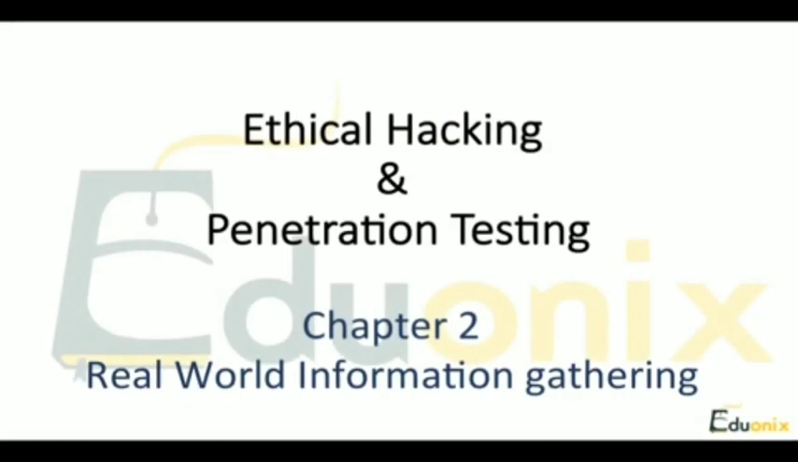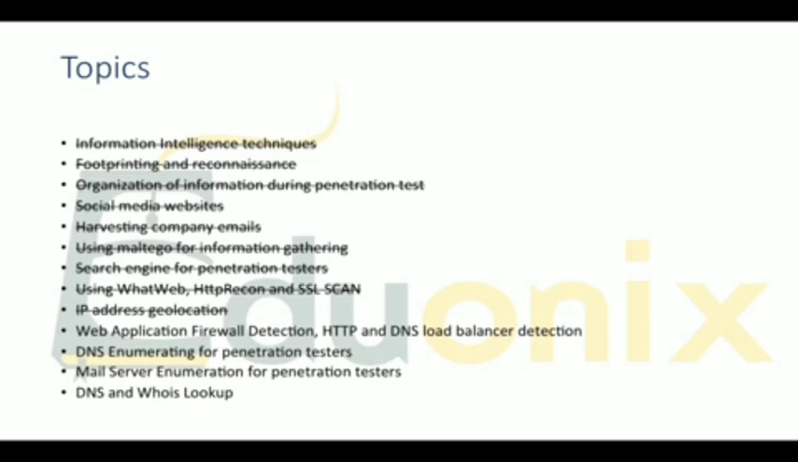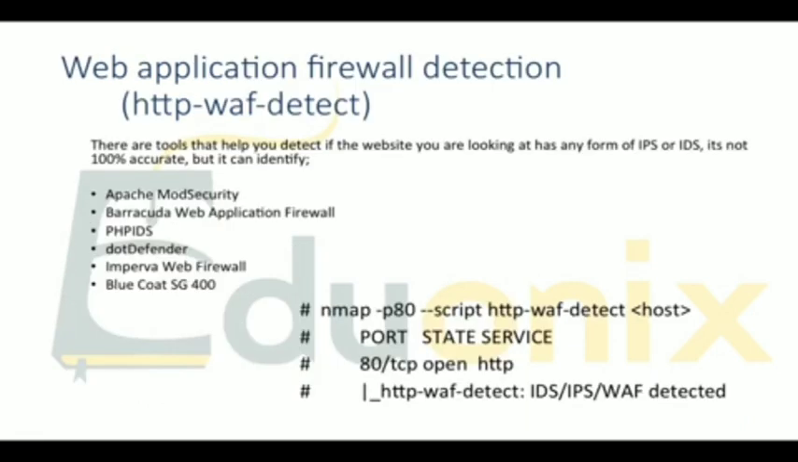to Ethical Hacking and Penetration Testing, brought to you by Eduonix. This is Chapter 2, Real-World Information Gathering. And the things we're going to be covering are web app firewall detection, HTTP and DNS load balancer detection, DNS enumeration for pen testers, mail server enumeration, as well as DNS and Whois lookup.